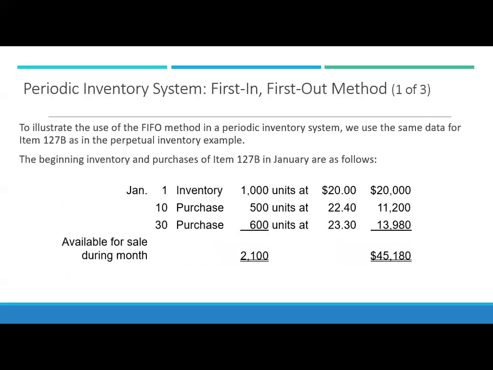And so this is the same example that we just looked at, where we had an initial inventory of 1,000 units. We purchased 500 on the 10th. We purchased another 600 on the 30th. And the total inventory available for sale during the month was $45,180. And this needs to be allocated between ending inventory and cost of goods sold. So the total units were 2,100 units. We sold 1,300 of them. We had 800 on hand at the end of the period.